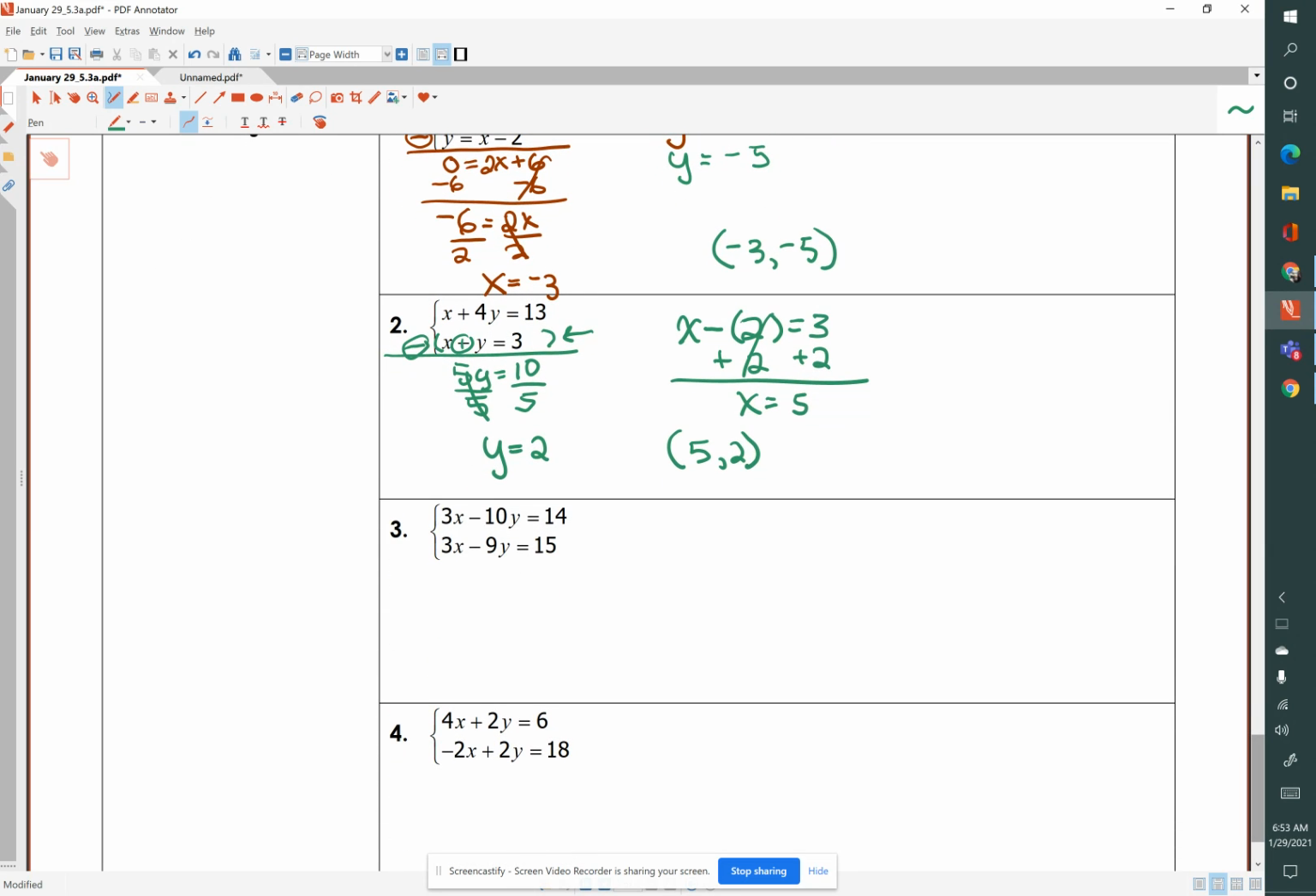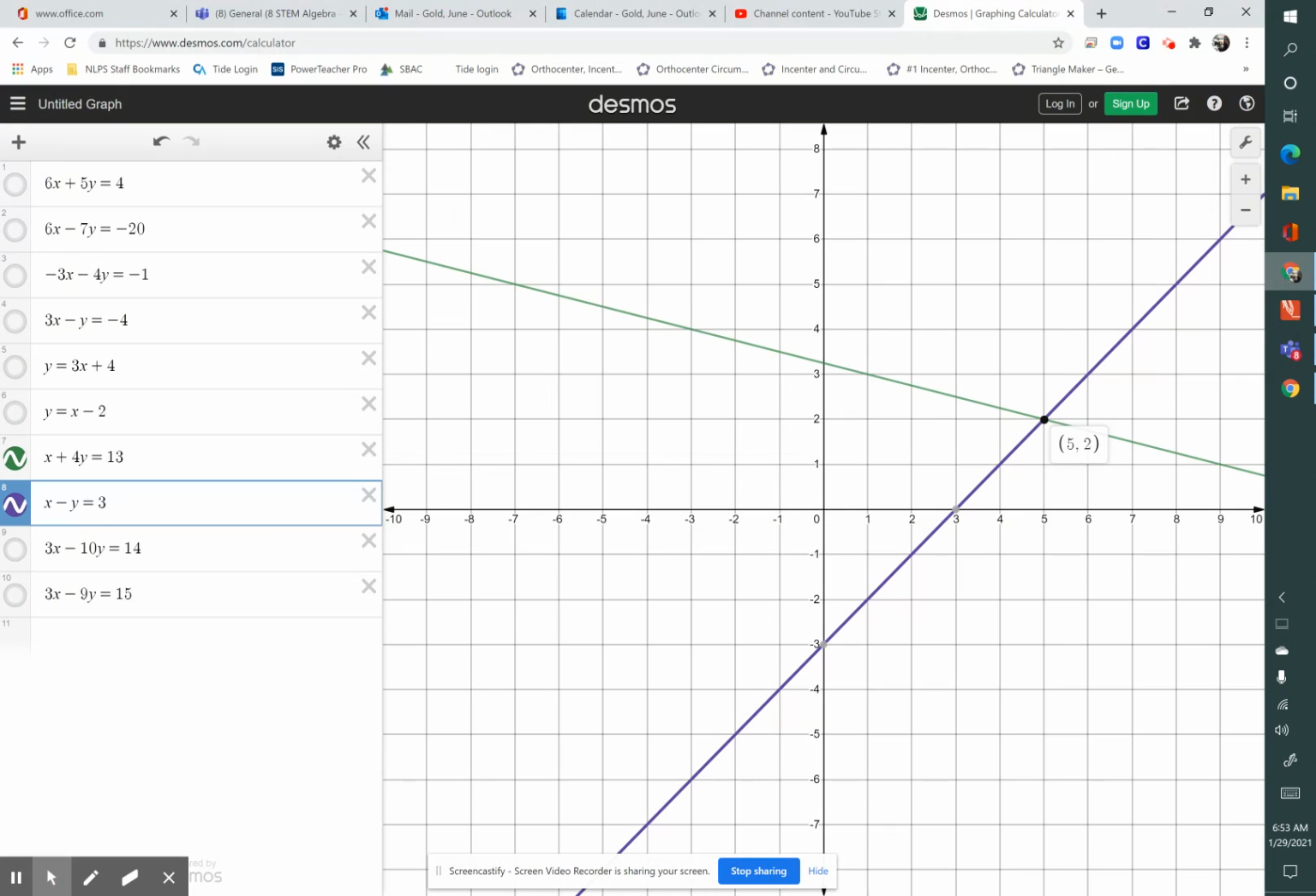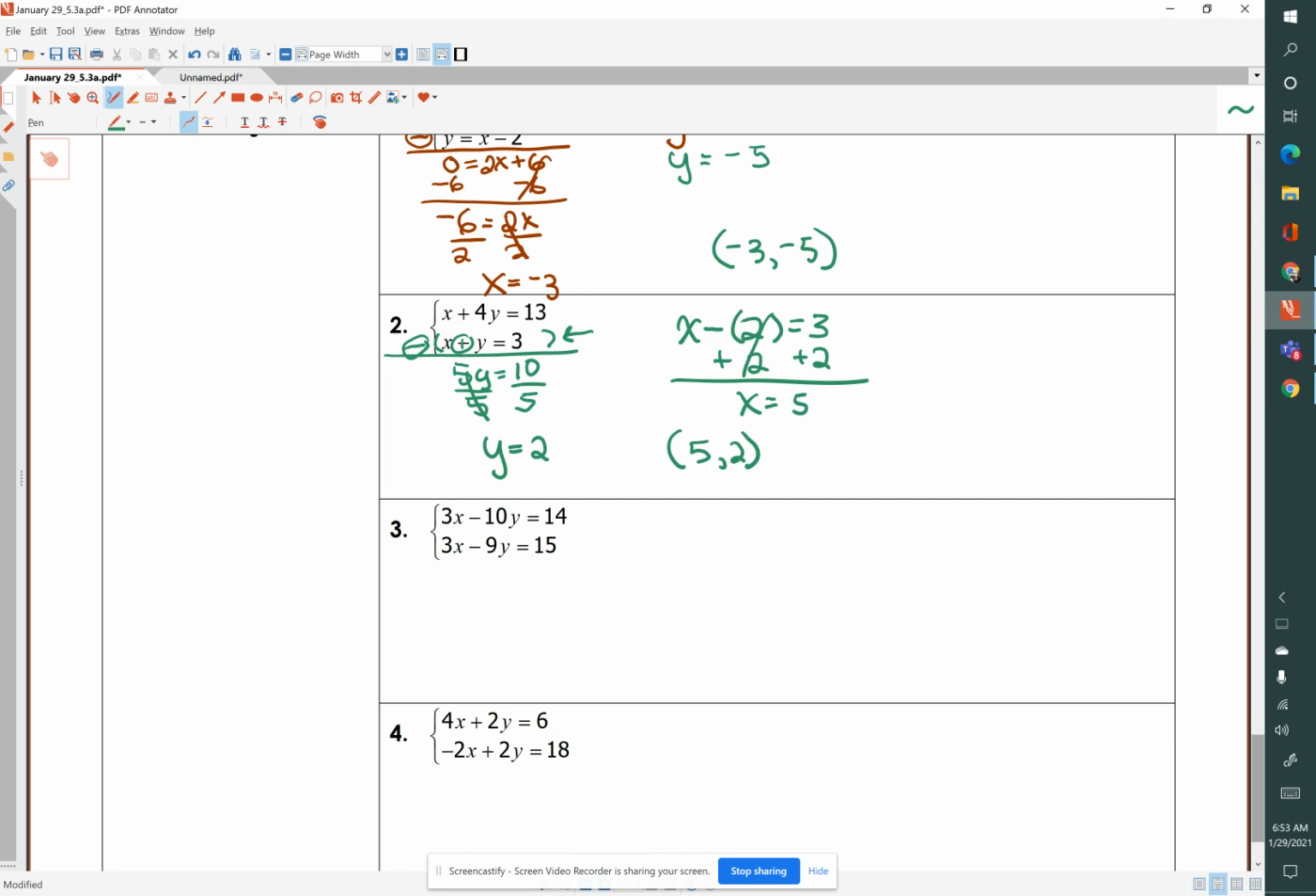Let me go back to Desmos for a minute. Let me see what I'm doing. Okay. There we go, number 3. So I've got 3x minus 10y equals 14, 3x minus 9y equals 15. I'm just going to go ahead and subtract the second equation from the first, so the x's are eliminated.